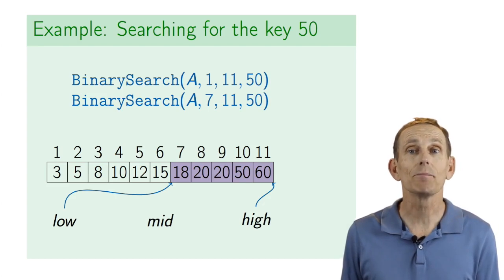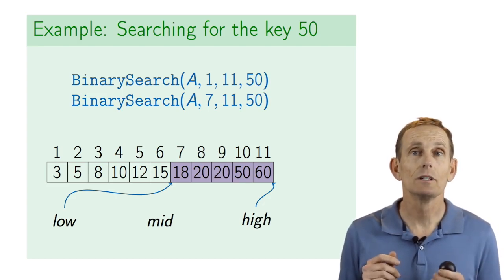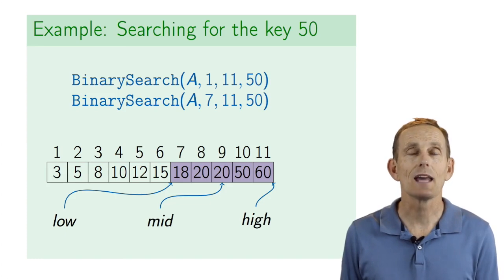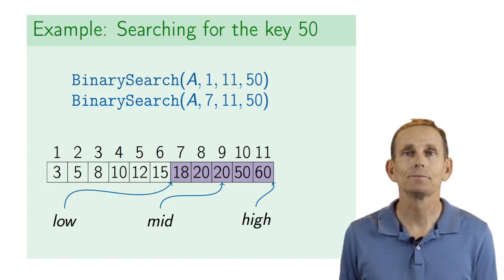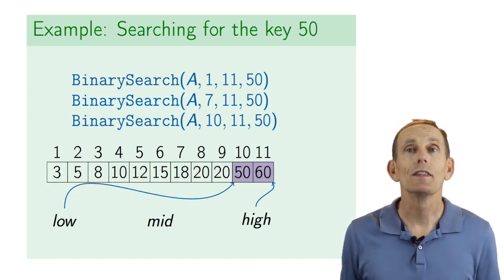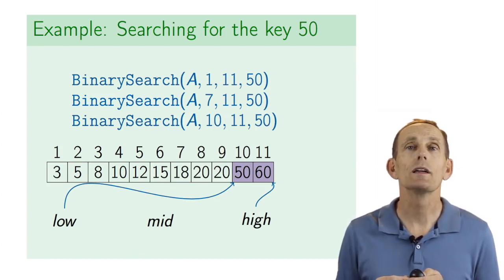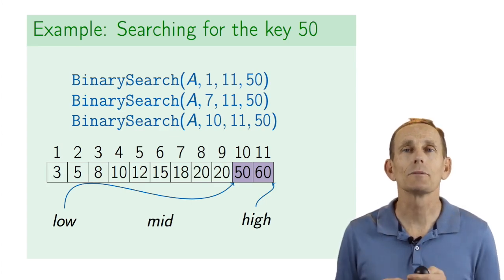We'll calculate the midpoint. 11 minus 7 is 4, divided by 2 is 2, so we'll add that to 7 to get a midpoint of 9. We check, is the element at index 9 equal to our key? The element at index 9 is 20. Our key is 50. They're not equal. However, 50 is greater than 20, so we're going to make a new recursive call with midpoint plus 1, which is 10.